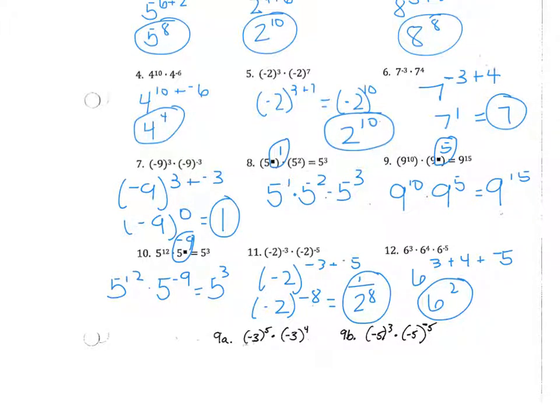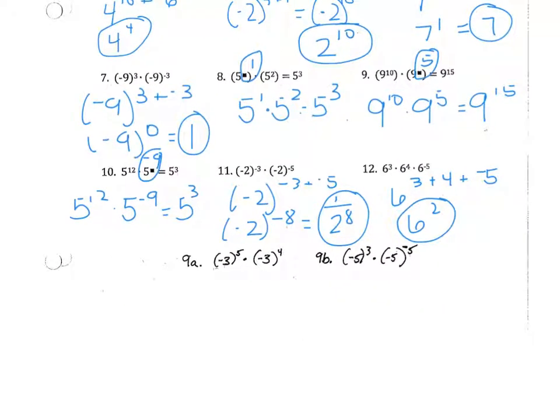Okay, and we have 2 more that we're going to take a look at. 9a, negative 3 to the 5th power times negative 3 to the 4th power. Just negative 3. Let's add that 5 plus 4, negative 3 to the 9th power. In this case, we have to keep that negative, so this is going to be negative 3 to the 9th power. Another way to write this is you could do negative 1 times 3 to the 9th power. Both of those would work.